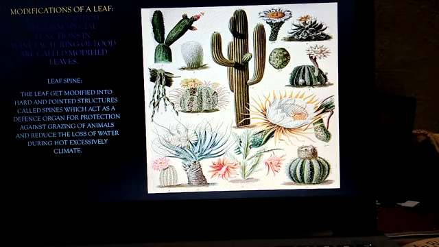Means you can say that these are the plants which grow in the desert. So here, children, you can see the beautiful pictures of different plants which live in the deserts, and they all have spines. They all are swollen and fleshy to prevent the loss of water, right? So this is the first modification, that is leaf spine.